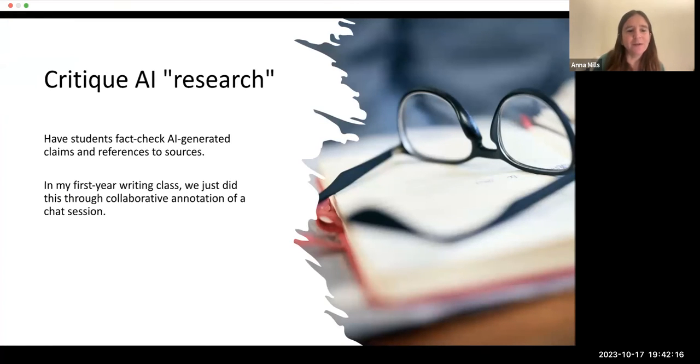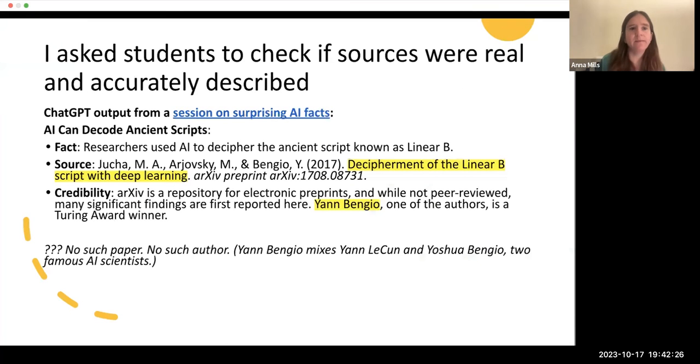Critiquing AI, quote unquote, research. So we looked at the quotes example. I just did another one that's a little bit similar where we collaboratively annotated. And when I say annotated, I'm talking about those apps like you could just do it in Google Docs with comments. But you can use these apps that sync with the learning management system, and I'll put their names in the chat.